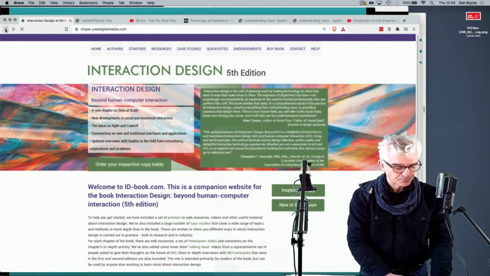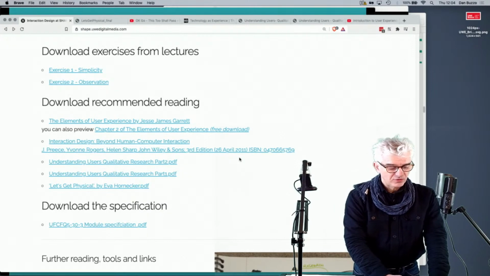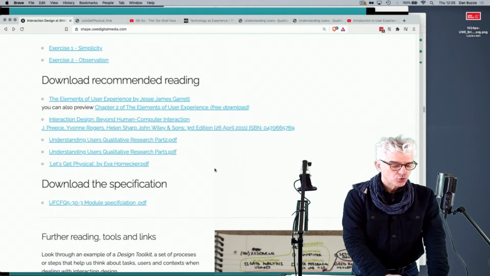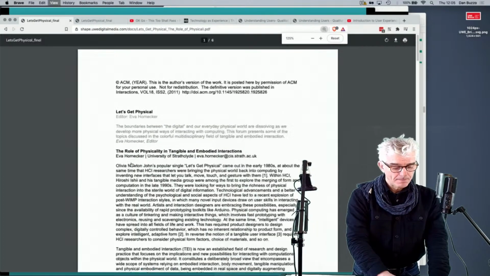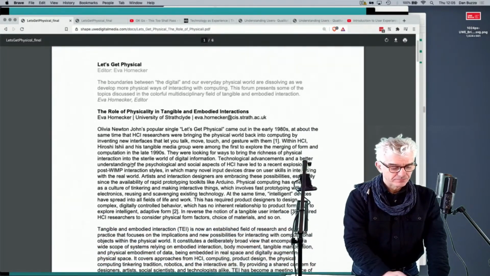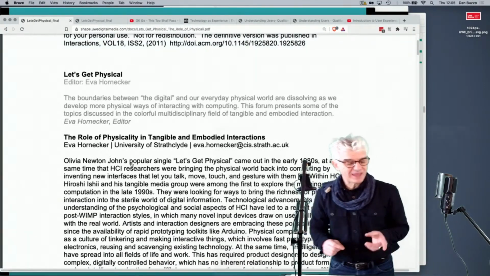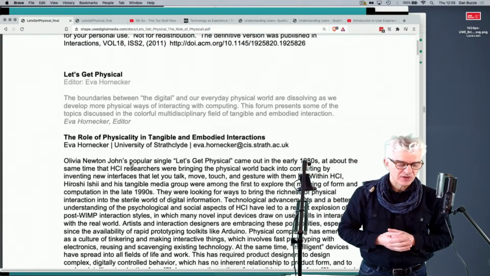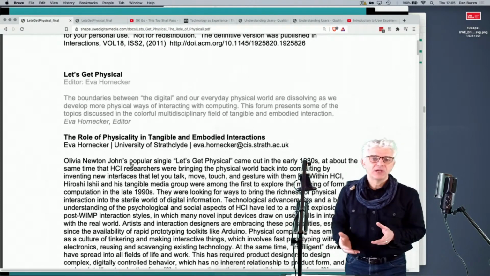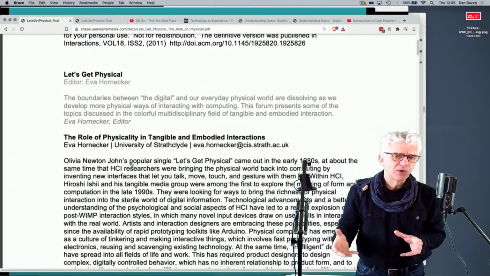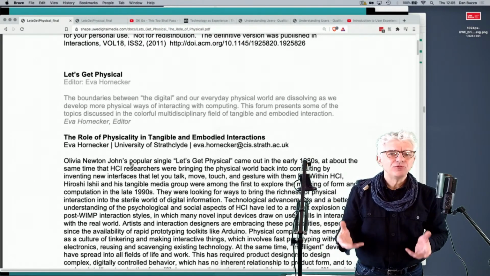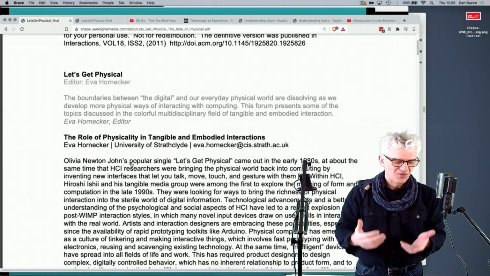We also have a link for chapter 2 and a supporting book, which is the 5th edition of Interaction Design, which is the Preece and Rogers, 2 parts about understanding qualitative and quantitative user research, and the paper that I suggested you read from last time, which is Let's Get Physical by Eva Hornecker, which talks about the role of physicality in tangible and embodied interactions. And this was a subject that we were looking at in session 3, which I'm going to make reference to today and link in to the broader question from today, which is, what is user experience and what is it to experience things?